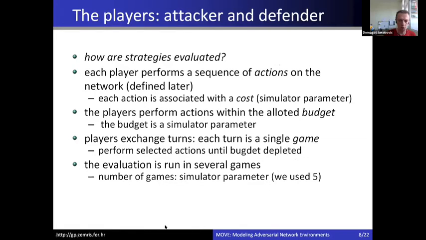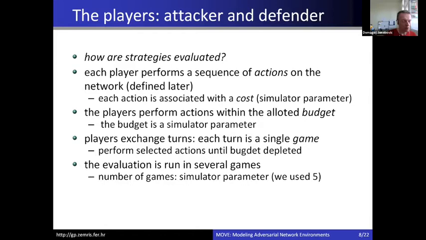So this is actually the process to evaluate one attacker against one defender. They each exchange turns. In each turn, they perform actions within their budget, and just then we evaluate how good one or the other is.